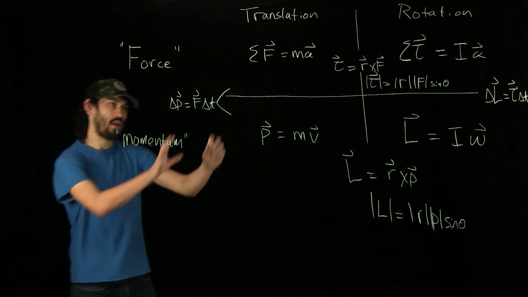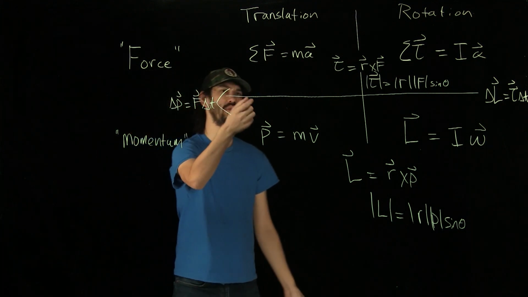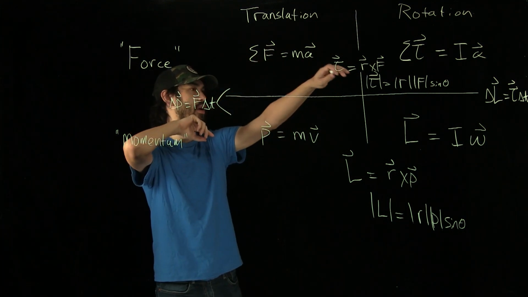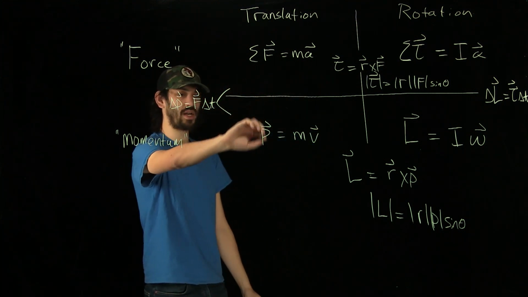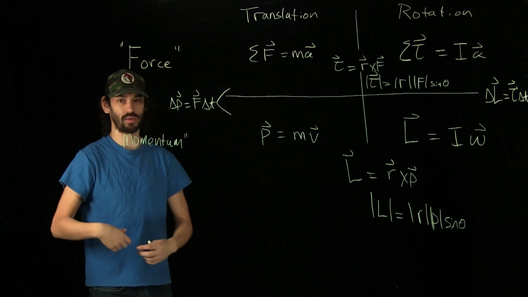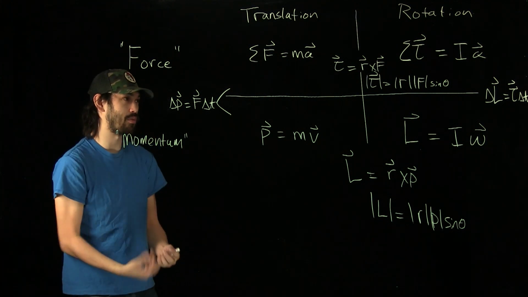So just to pause here for a moment and talk about the verbiage, or how we describe force versus torque and the way we describe momentum versus angular momentum. Force and momentum are things that we can just say are inherent to an object. We say you apply a force to an object or an object has a momentum.